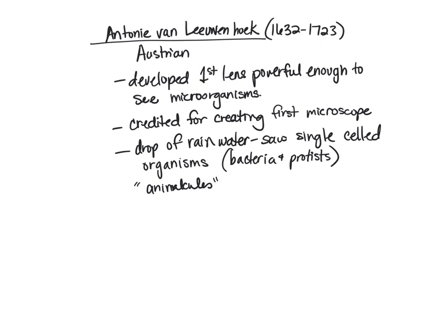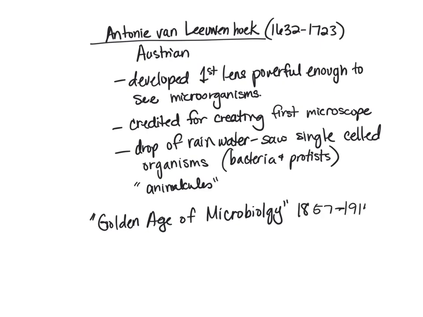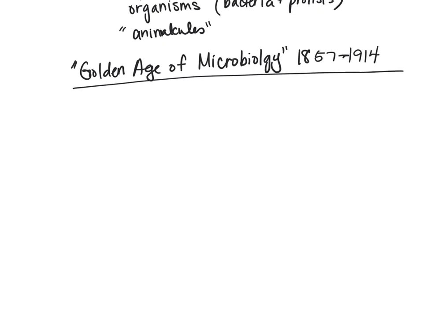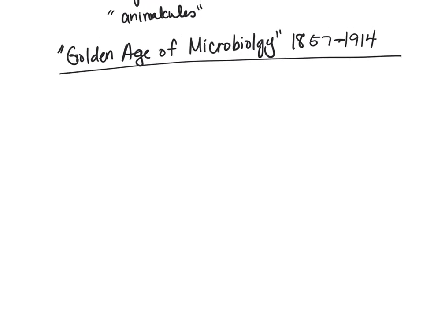However, it does take about 200 years before we get into what's considered the golden age of microbiology. The golden age of microbiology is about 1857 to 1914. And in 1857 to 1914, this is where we get to two very, very famous microbiologists, Louis Pasteur and Robert Koch.